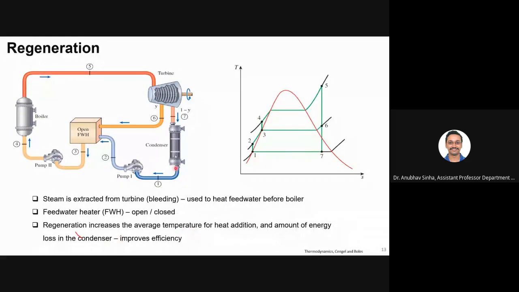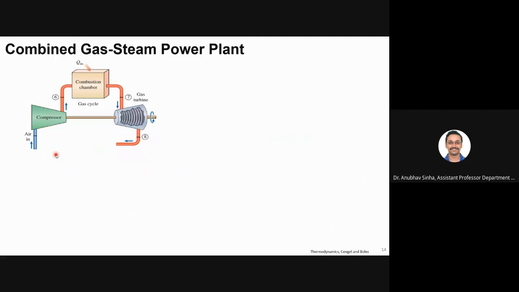Basically, we are extracting some amount of fluid from here, and that energy is added in between, before boiling. So when you enter the boiler, your fluid is at a higher temperature. By doing this, the overall cycle efficiency is improved. That is what we understand from regeneration. And the last point, so I'll just wind up with this.